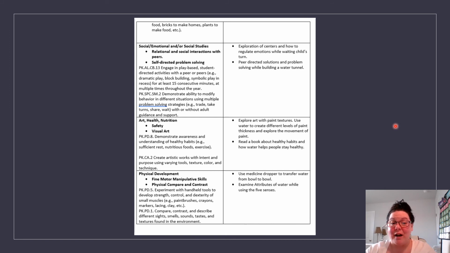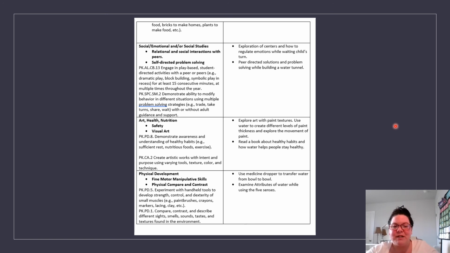And then the next one is art, health, and nutrition. So what we would explore with our art, health, and nutrition is safety and visual art. So we would use our art area to explore different paint textures, use water to create different levels of paint thickness, and explore the movement of the paint as it gets thicker and as it gets more flowing as you add water. And then we also would have books in the classroom, and one of the goals could be reading a book about healthy habits and how water helps people to stay healthy.